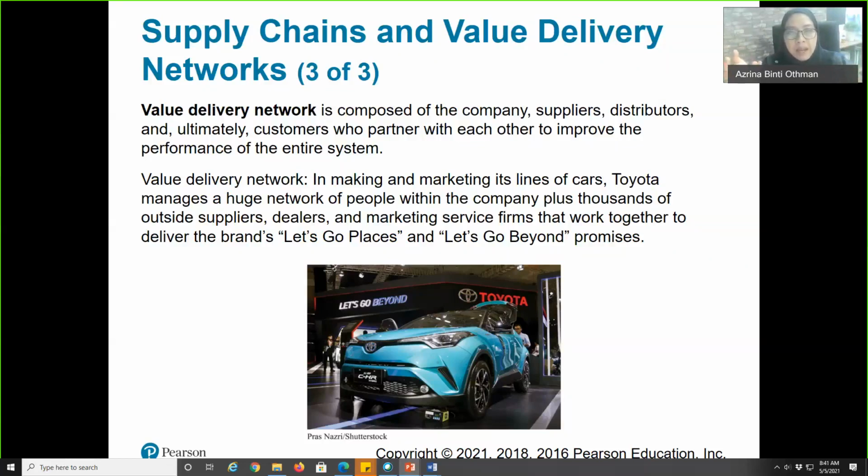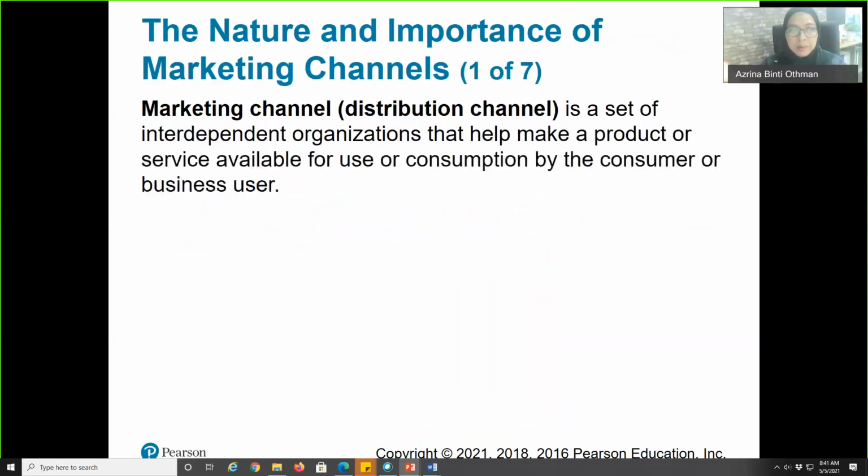In making and marketing lines of cars, to this is example case, Toyota managed a huge network of people within the company, plus thousands of outside suppliers, dealers, and marketing service firms that work together by delivering the brand's let's go places, let's go beyond promises. So this is how they strategize their value network, okay, delivery network among their suppliers, wholesaler, and also the ultimately is customer. Okay.